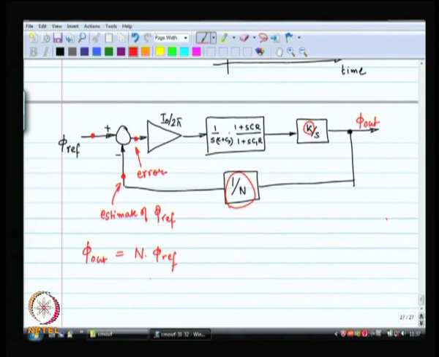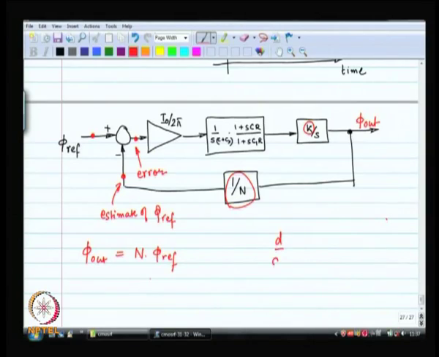What does that mean as far as the frequency goes? The phase is n times the reference phase, and the frequency is d by dt of the phase. So, the frequency is n times the reference frequency, very interesting.